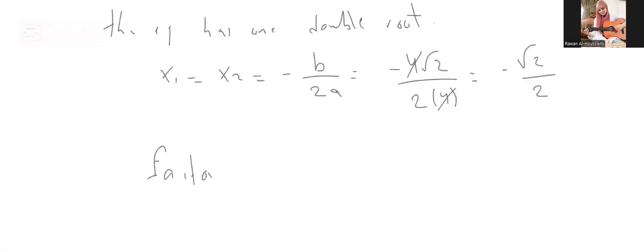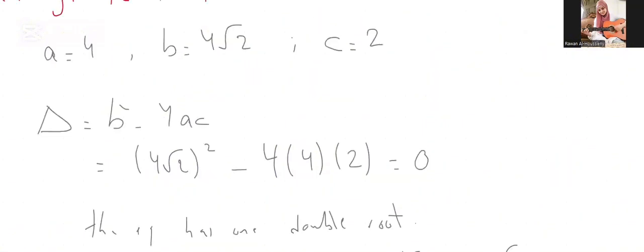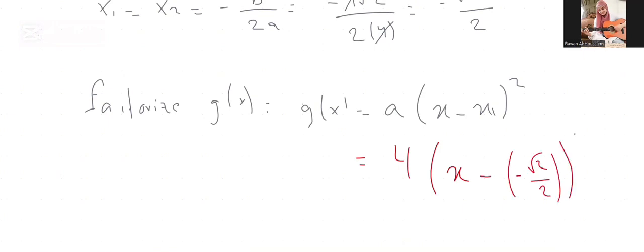We said in this case g of x is equal to a multiplied by x minus x1, all of it squared. Now, the a we found above, in this case a is equal to 4. So let's substitute a by 4. We will get 4 multiplied by x, which stays unknown, minus x1, which we found to be minus radical 2 over 2. So minus minus radical 2 over 2, all of it squared.